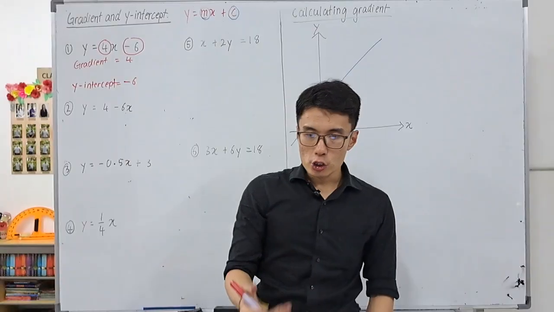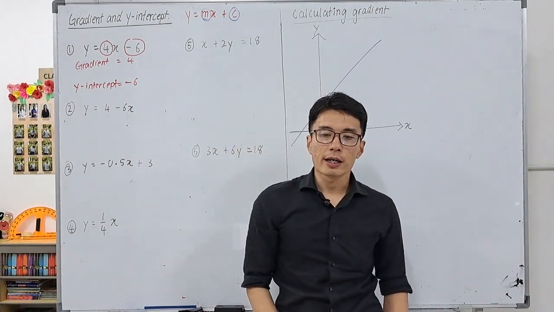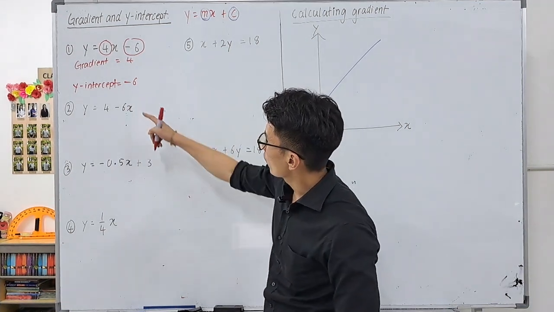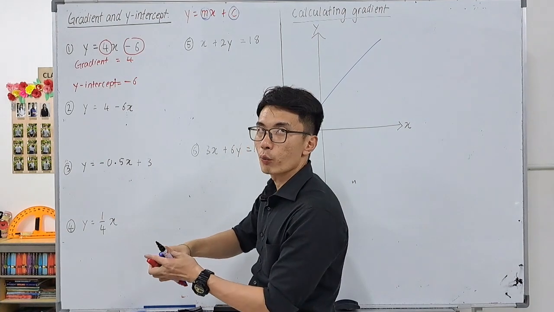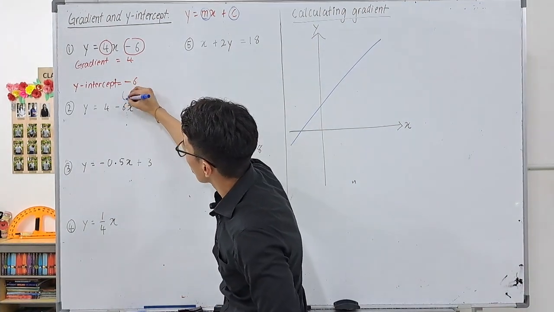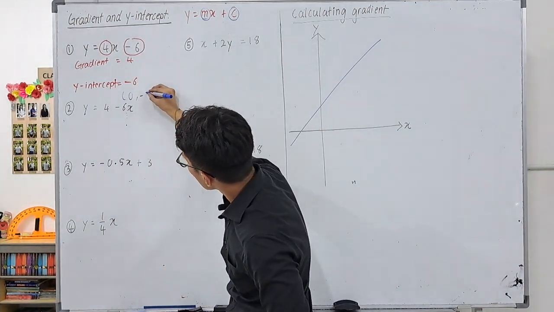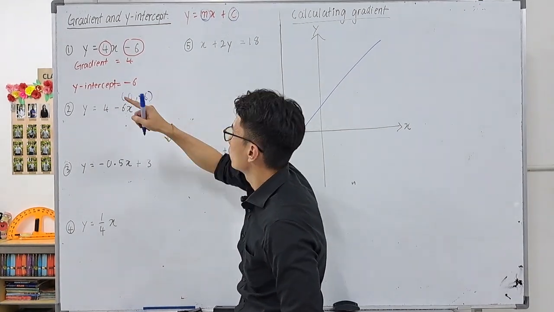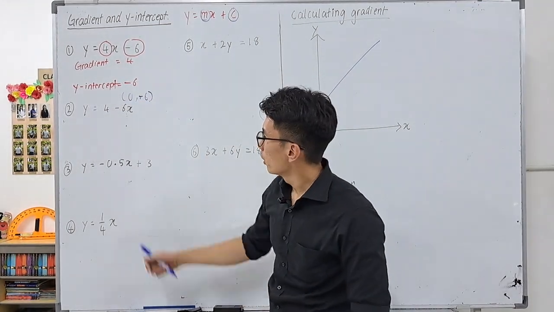But I can change the question. Instead, I can ask you to find the coordinates of the y-intercept. If you want to find the coordinates of the y-intercept, it's going to be written in this form. I'm just putting it down here in case you have to deal with this question.